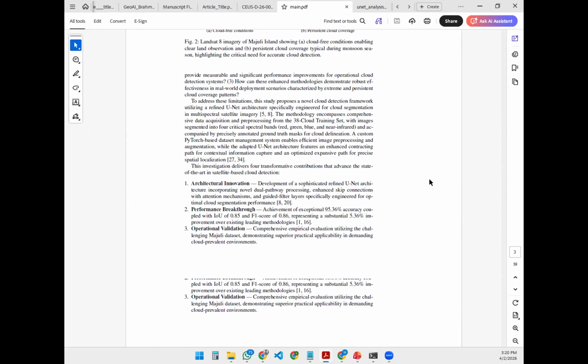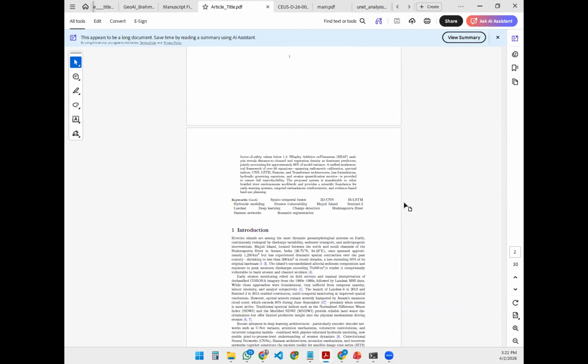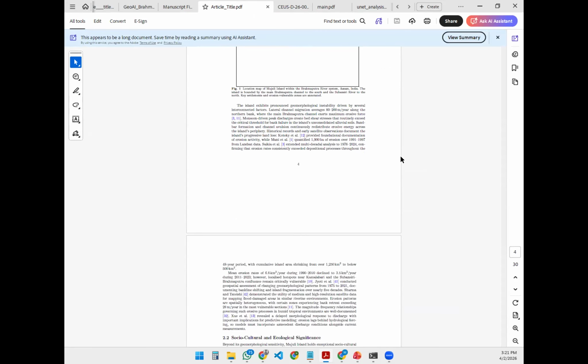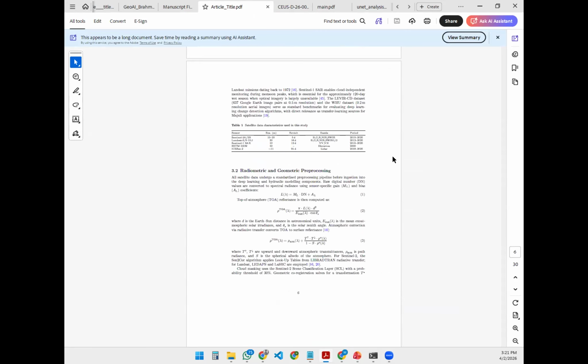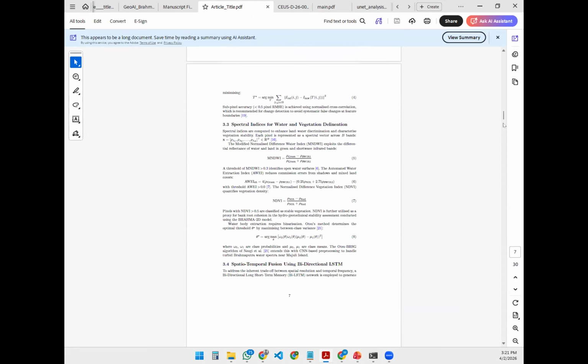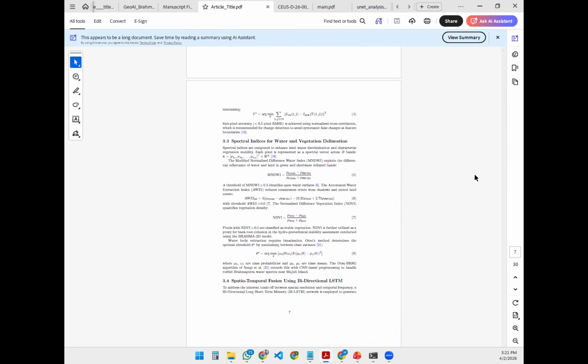Yes, sir. This one article is the spatio-temporal one. This is also a review paper that has been done. I have done most of the work, and some of the images should be placed here. Most of the studies have been done. Nowadays they are only looking for a comprehensive review, and comprehensive review means we have to include everything.